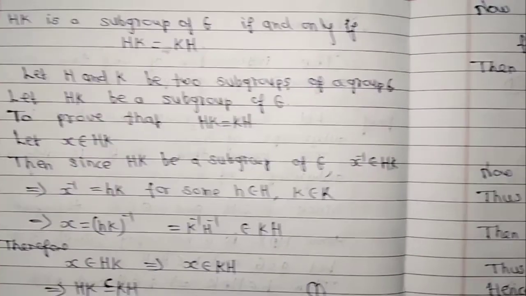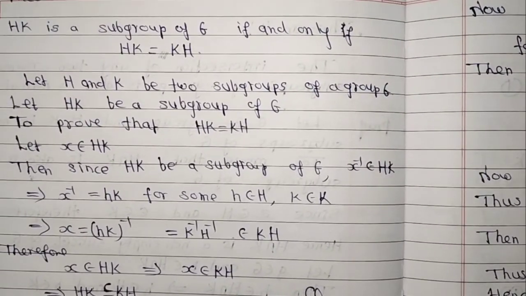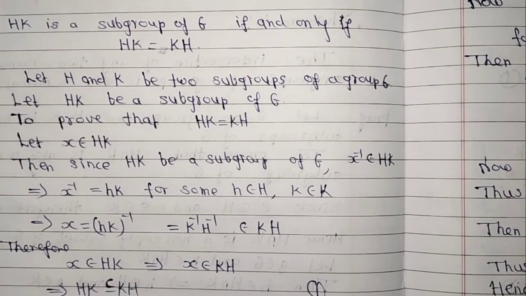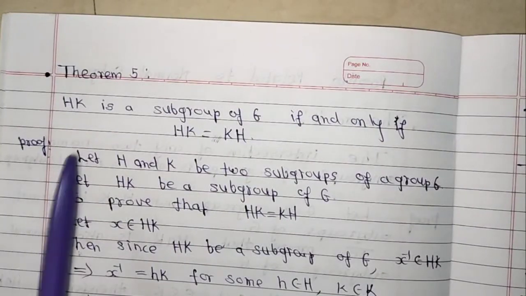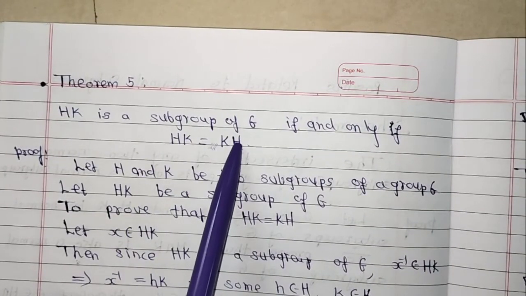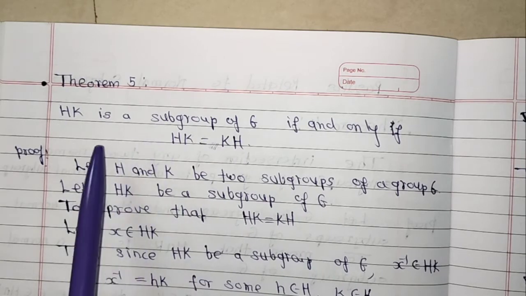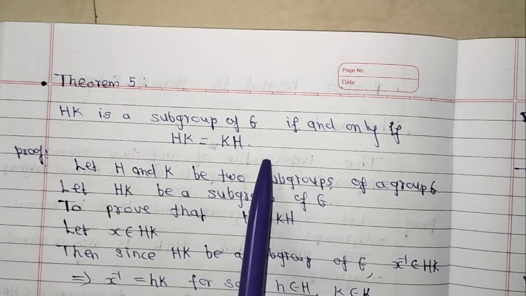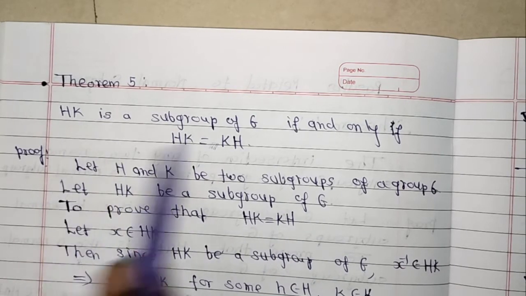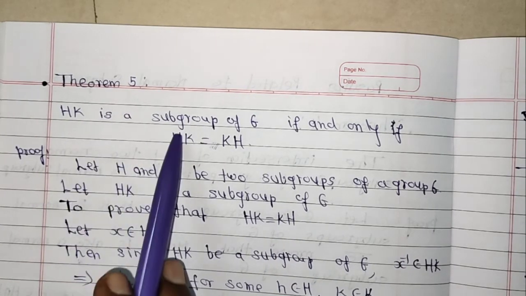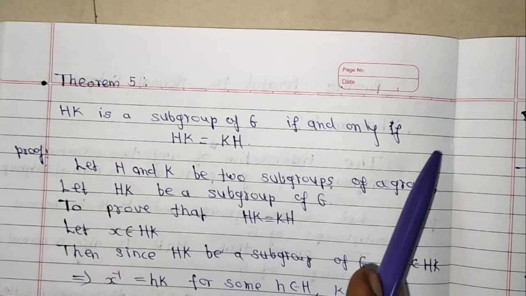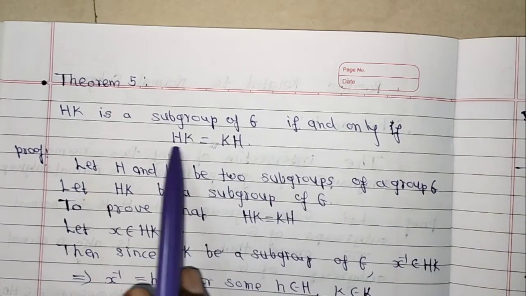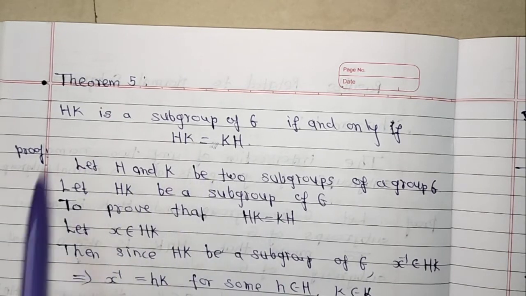Now we consider one theorem. Statement of this theorem is, HK is a subgroup of G if and only if HK equal to KH. For objective, HK is a subgroup of G if and only if HK equal to KH. Let us consider the proof of this theorem.